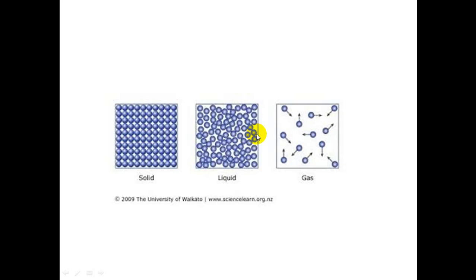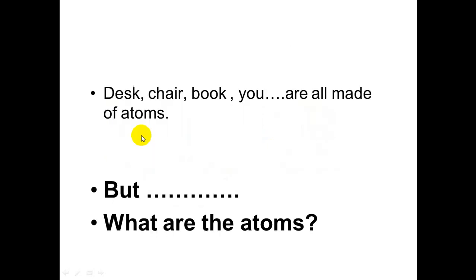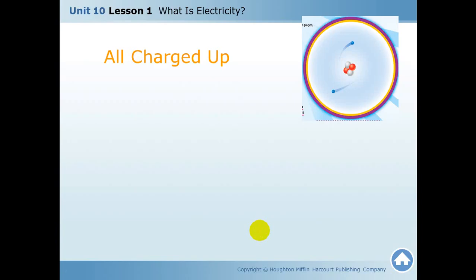In this lesson, we have to learn that these particles are called atoms. So the desk, chair, book, you, all of these examples are made of atoms. So, what are atoms? What's the meaning of atoms? Look at this picture here.